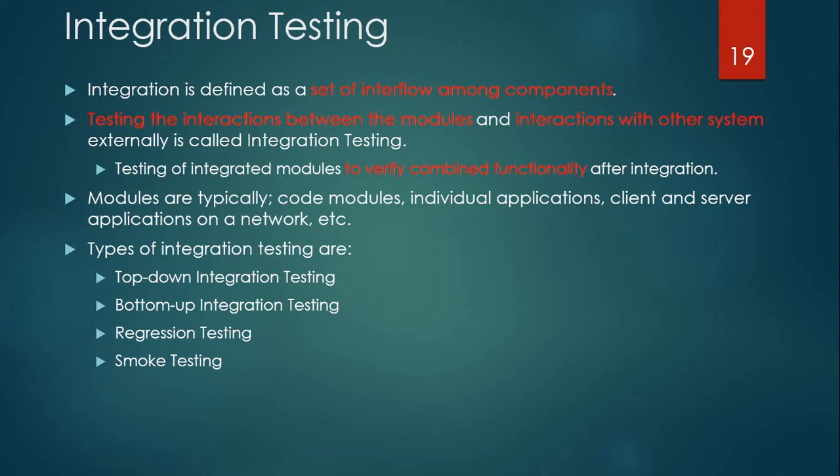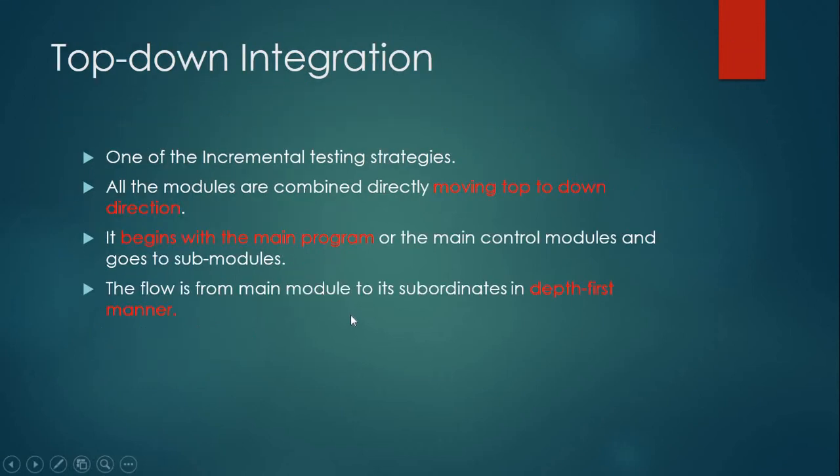Modules are typically code modules, individual applications, client and server applications on a network, etc. The types of integration testing are: first, top-down integration; second, bottom-up integration; third, regression testing; and fourth, smoke testing. We will learn all of them one by one. So let's start with top-down integration.